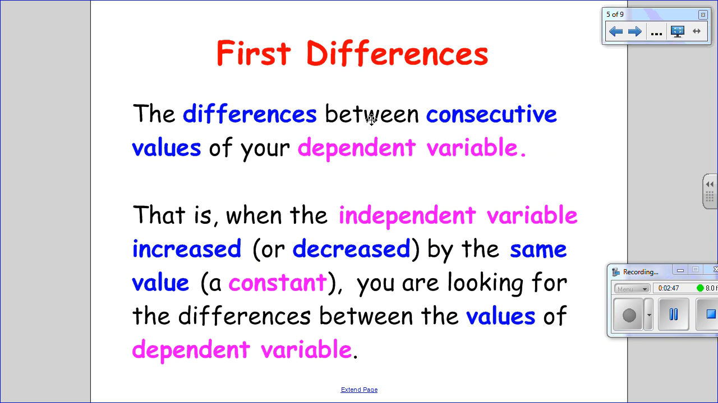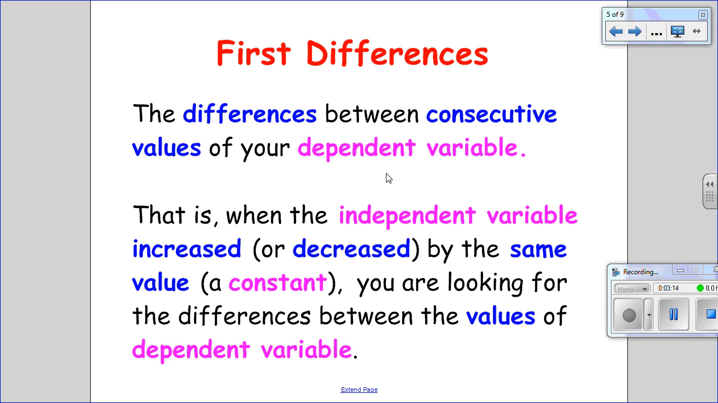The other thing we looked at in class was first differences, and we gave it that name towards the end of class today. And first differences are the difference between consecutive values of your dependent variable. Now, if I think about that, what does it mean by consecutive values? That means when your independent variable, usually your x, is the generic term for it, or we could call it, for a lot of the examples we did today, the term number.